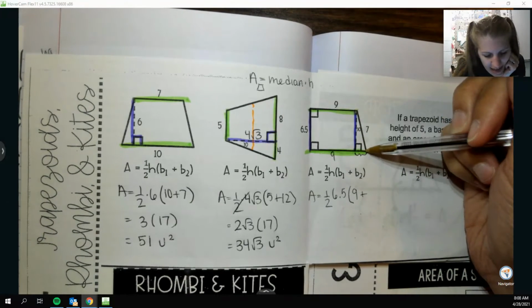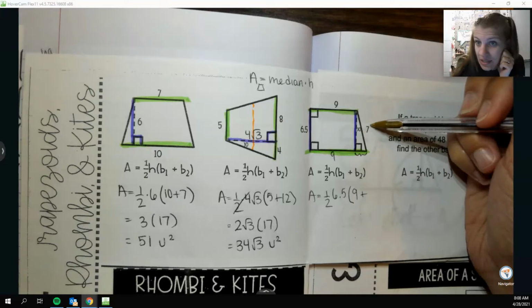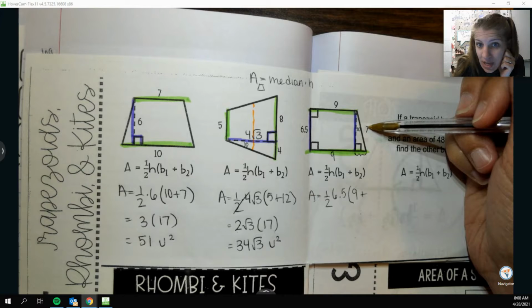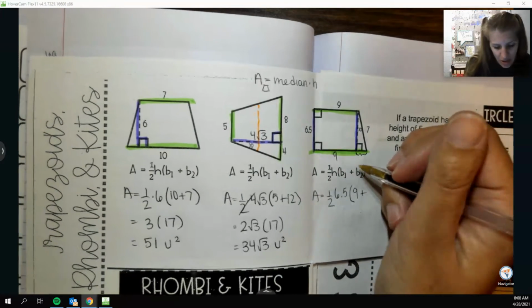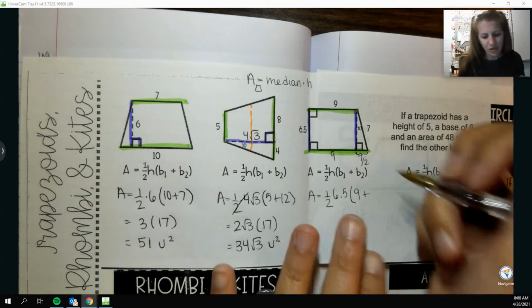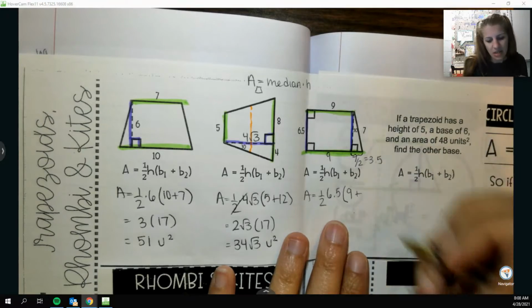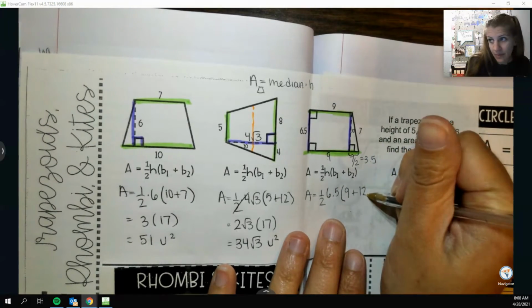And so I notice that I have this 30, 60, 90, where the hypotenuse is 7. And so the smallest side, which is opposite the 30, will be half as much. So 7 over 2, or 3.5. Actually, let's just go with 3.5 since I do need to add it with the 9. And so that's going to be 12.5.